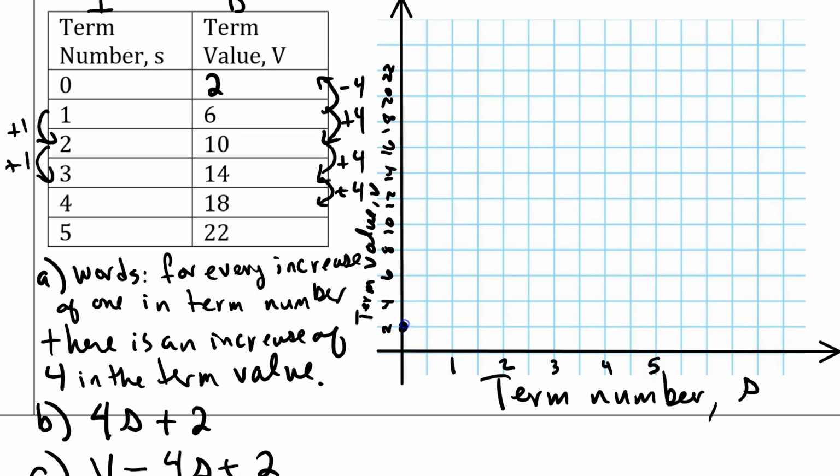So let's plot this thing. 0 is going to be 2. 1 is going to be 6. 2 is going to be 10. 3 is going to be 14. 4 is going to be 18. And 5 is going to be 22. Now again, this is discrete because term number, you can't have term number 1.5 or 7.273. So this is discrete data, so I do not need to connect those dots.